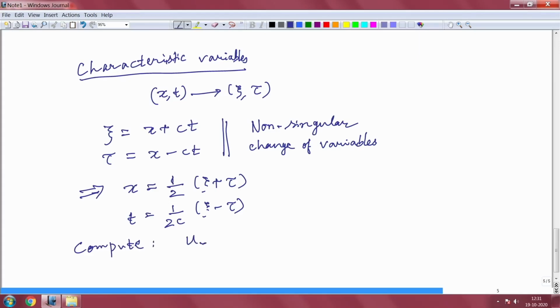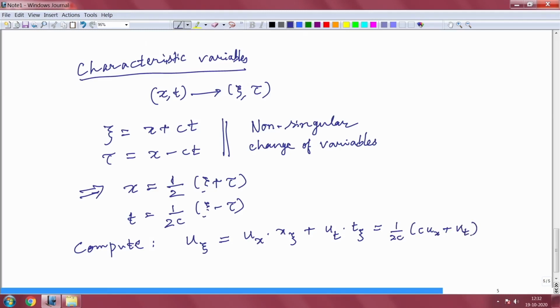Next compute u xi. This is by implicit differentiation: u x times x xi plus u t times t xi. You can work out t xi as well. x xi is half and t xi is 1 by 2c. So, after simplification, you get 1 by 2c times (c u x plus u t).